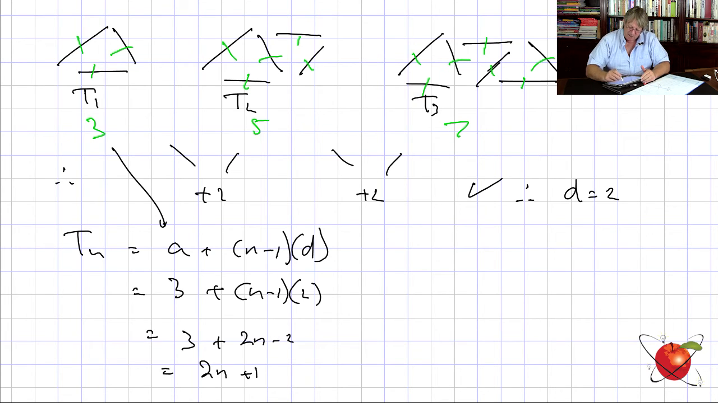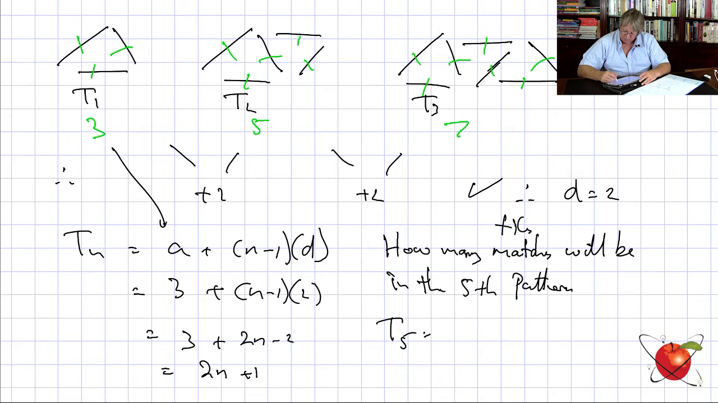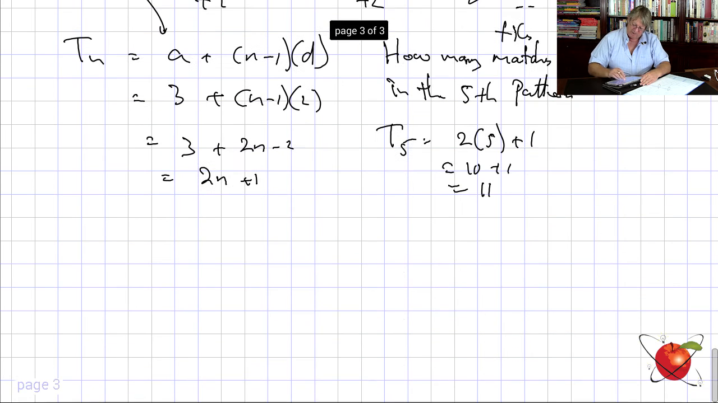Now they then say to us, let's say, how many matches, or tiles, or beads, or oranges, or dots, will be in the 5th pattern. We then say T5 must be equal to 2 times 5 plus 1, which is 10 plus 1, which is 11. So there's going to be 11 matches in there.